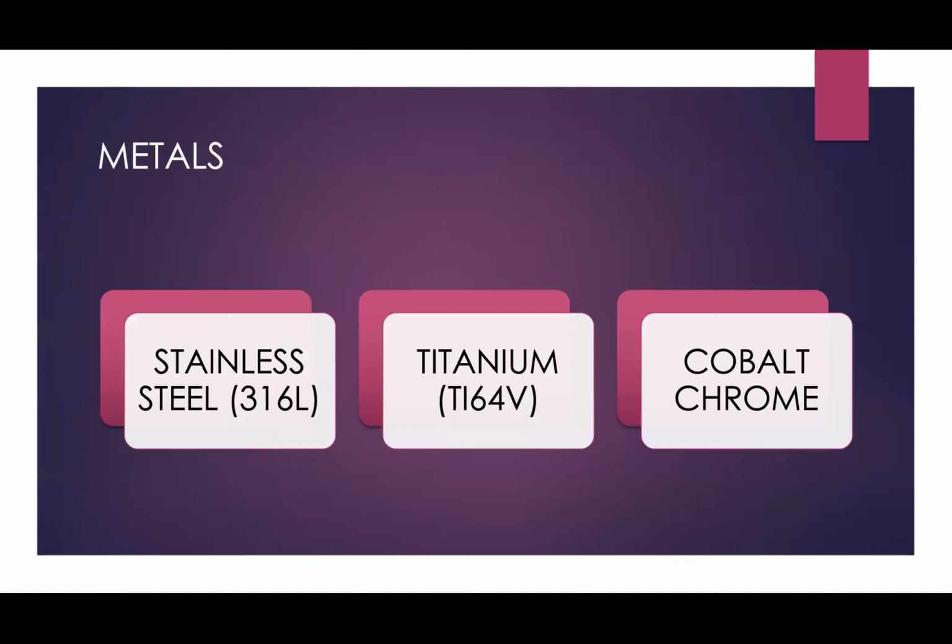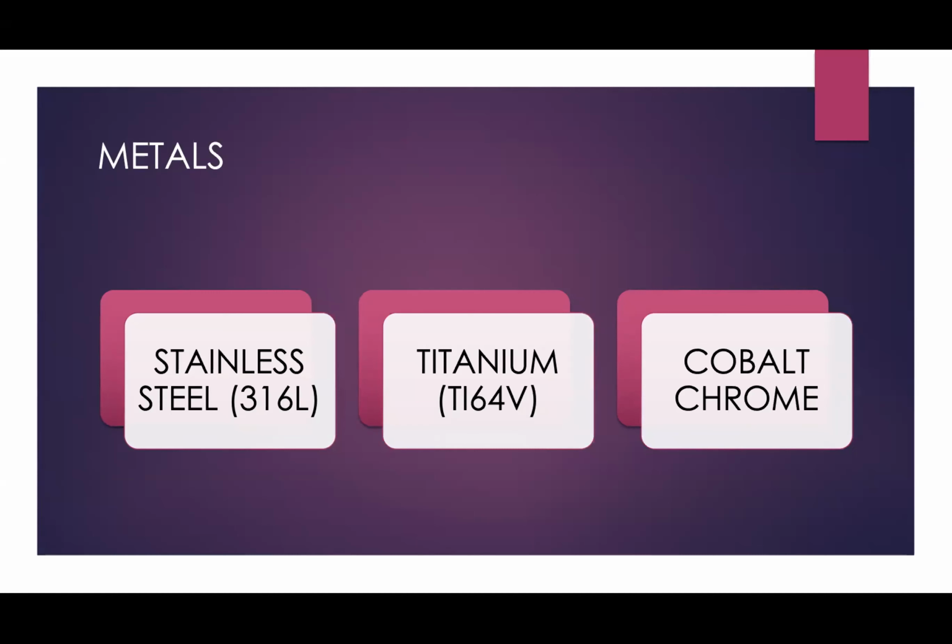So in terms of specific metals, as I mentioned, there's three you need to know: stainless steel, titanium, and cobalt chrome. For each of those, I want you to think of composition, manufacture, properties, and uses. So stainless steel has the formula 316L, because it's made up of 3% molybdenum, 16% nickel, and low carbon, 0.03%. There's also 60% iron and 20% chromium.